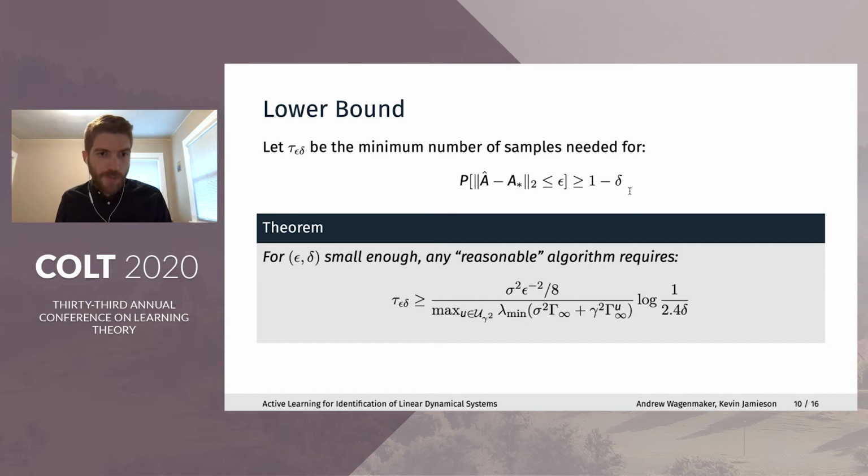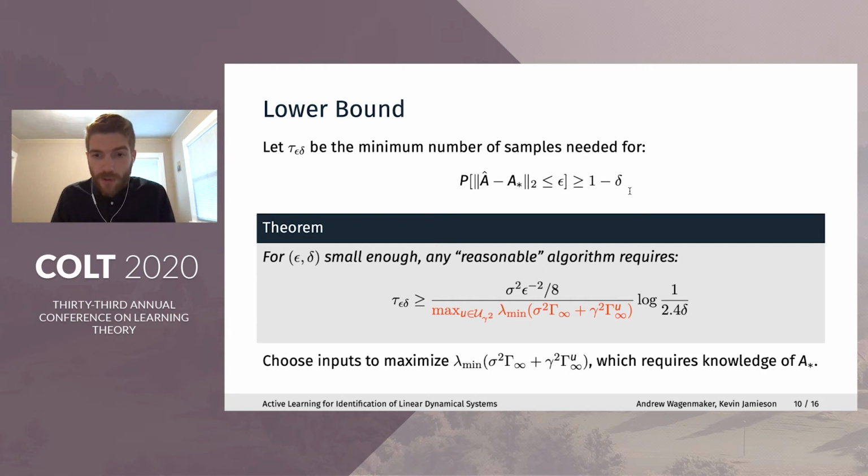So we have the following theorem then. For epsilon and delta small enough, any reasonable algorithm requires that tau epsilon delta be greater than or equal to sigma squared epsilon to the negative 2 log 1 over delta divided by the minimum eigenvalue, again, of these expected covariates that we defined on the last page when the optimal inputs are being played. Here, the optimal inputs are the ones that make this as large as possible. And the key term really here is this minimum eigenvalue. This is the piece we're going to be going after. And we can see that to make the sample complexity as small as possible, we want to choose the inputs that maximize this term.